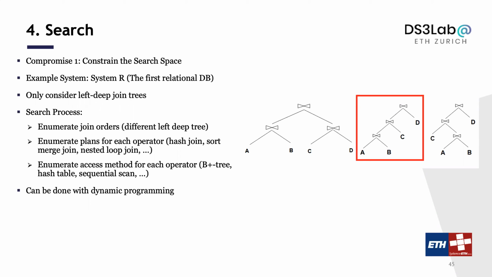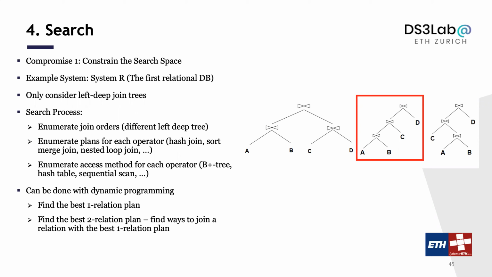combinations, and you could do that using dynamic programming. You could get the optimal plan when you have a single relation, and then you can continue to grow it and have the best two relation plan. You can find ways to join a relation with the best one relation plan, and so on and so forth. We are not going to go deep into the dynamic programming algorithm because that is really complex. There's a section in the book that you can read. It's still very slow, but it's faster than enumerating all possible join trees.